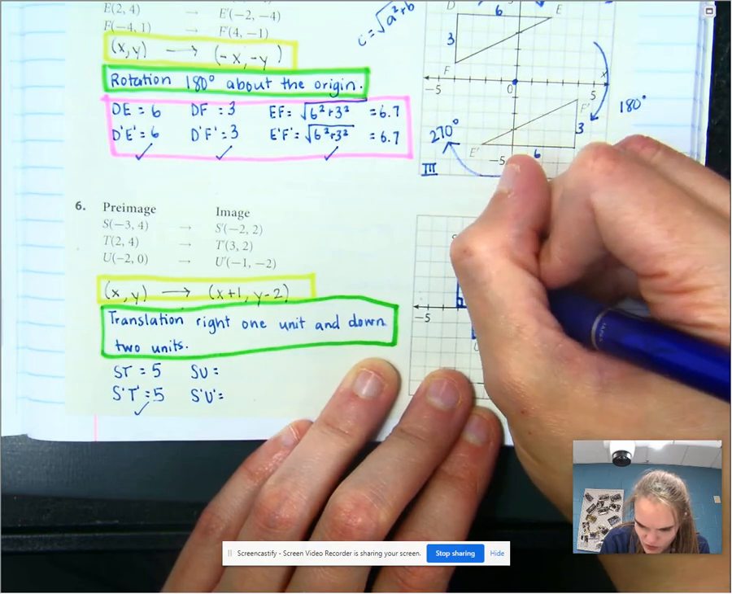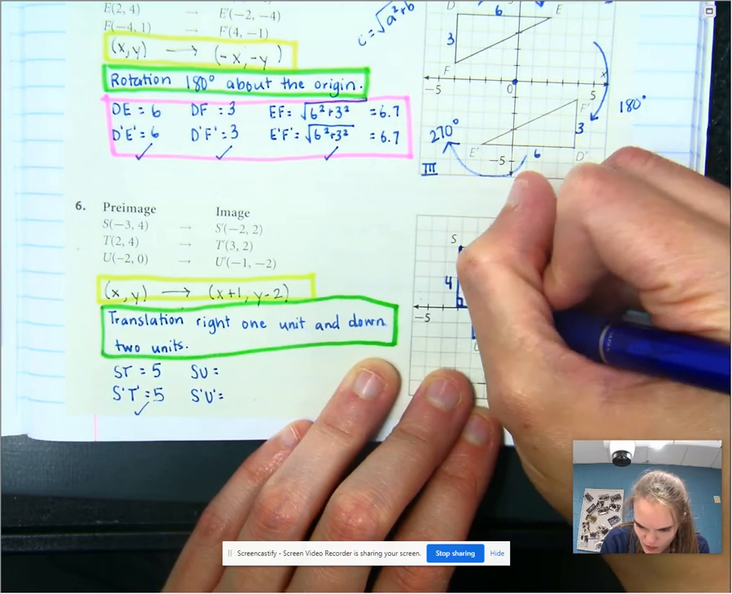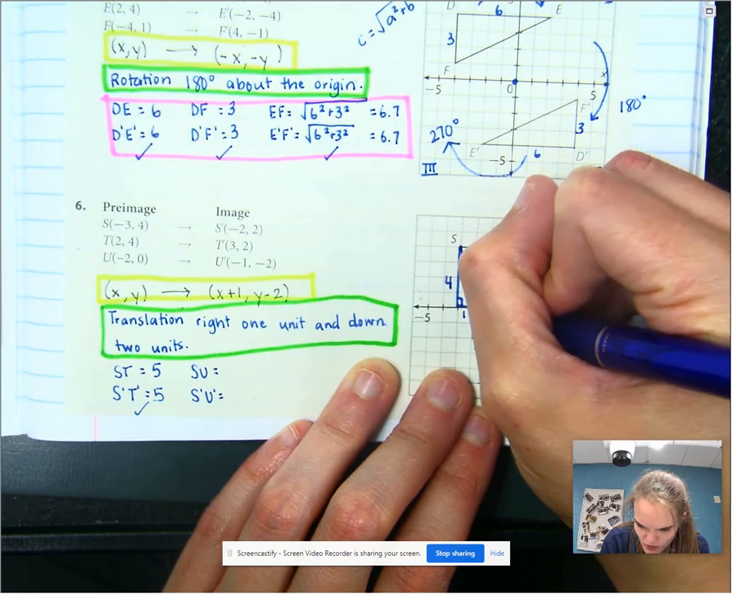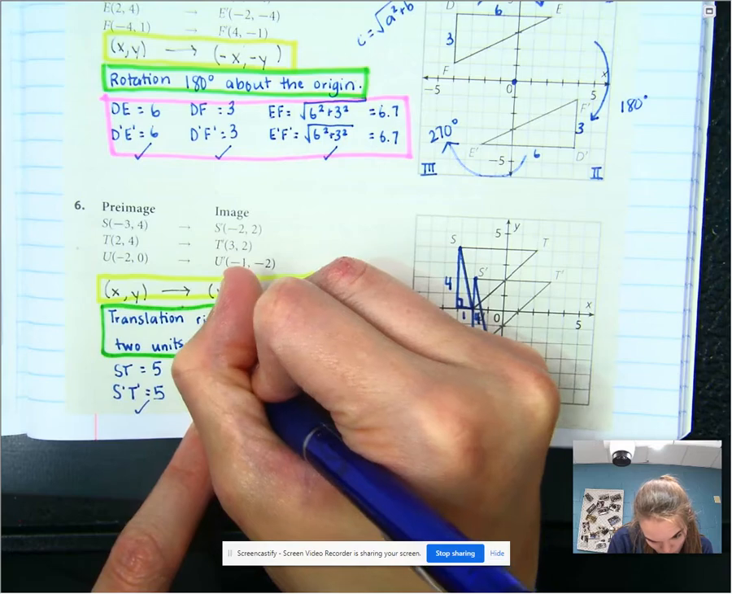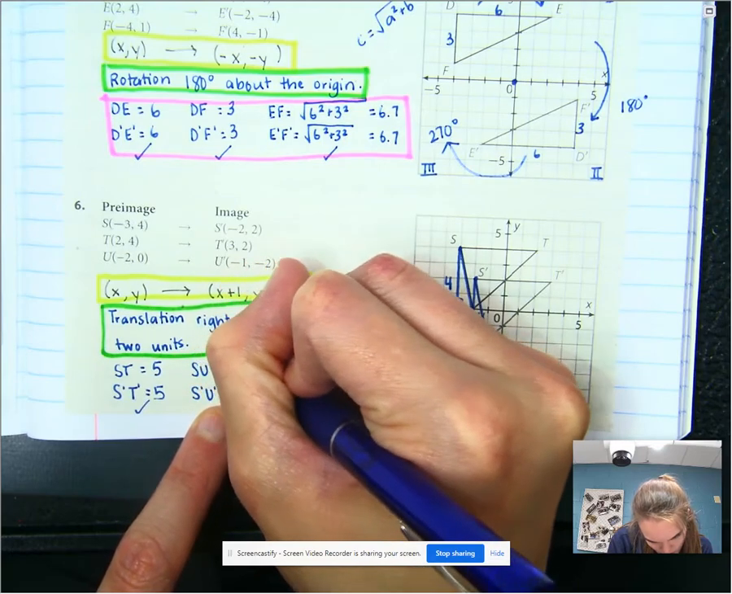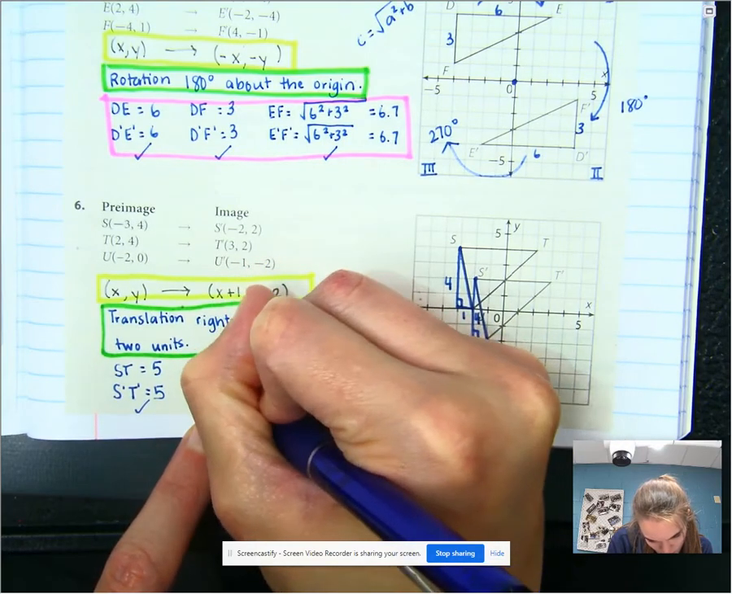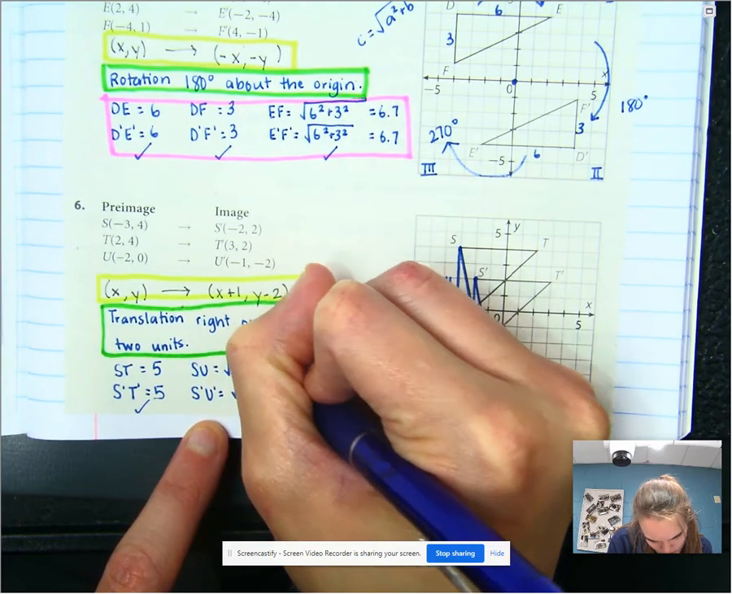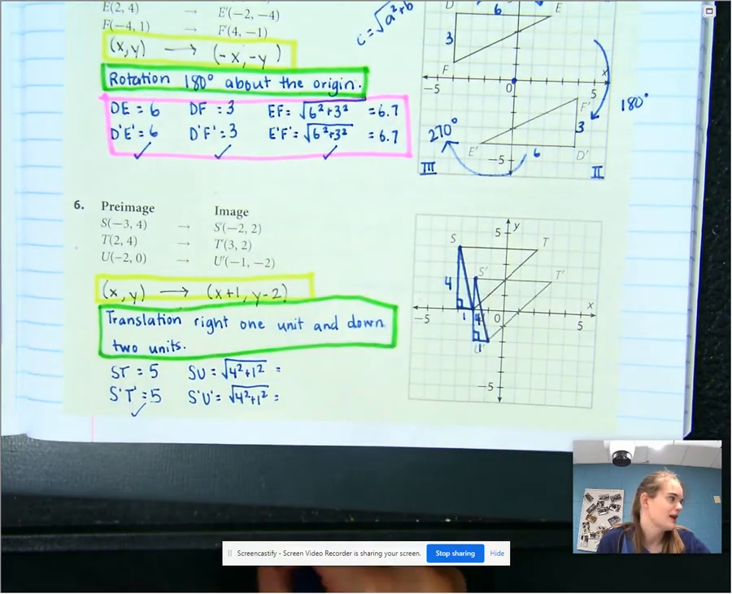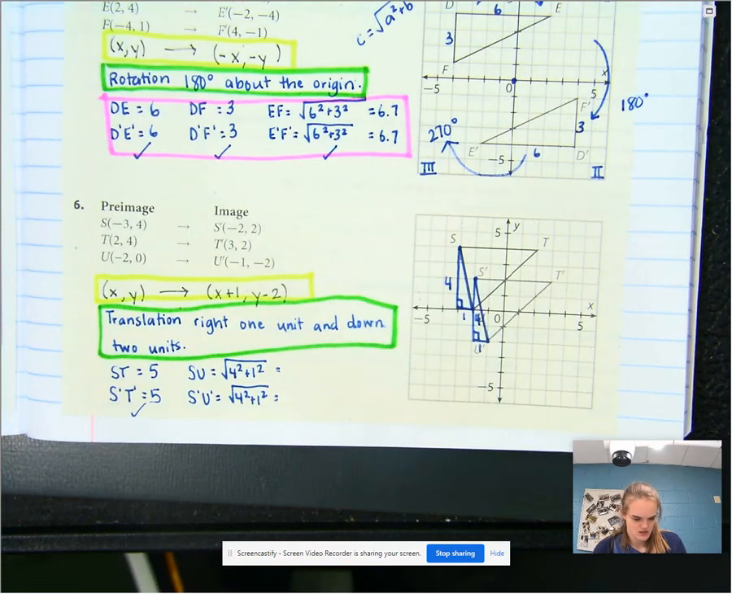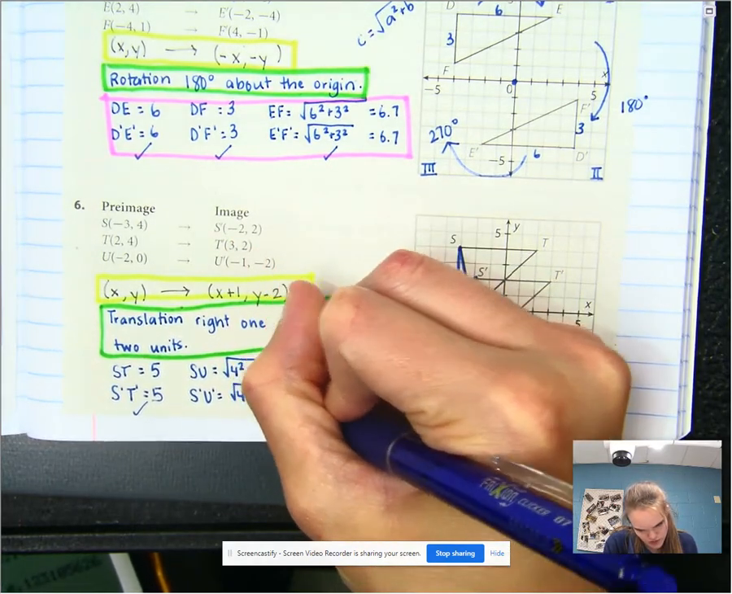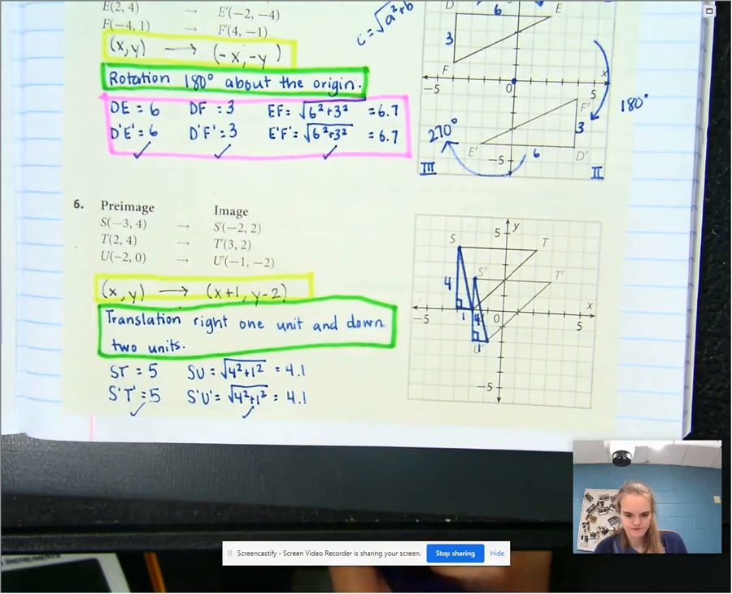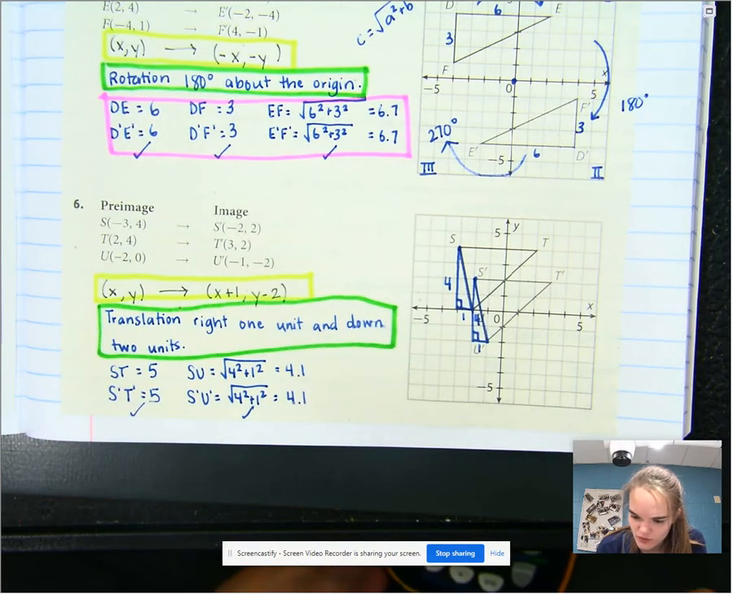Okay, SU, 1, 2, 3, 4. And then 1. And then 1, 2, 3, 4. And 1. It's probably going to work out for me. So, 4 squared plus 1 squared. 4 squared plus 1 squared. Now I know they have to be the same, but I'm just going to go ahead and find it. In my calculator I got 4.1 for both. Check. Done. Last, TS.